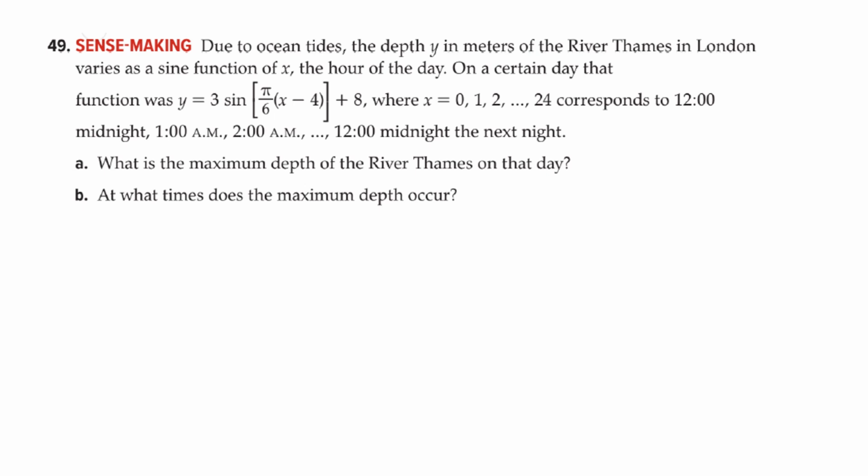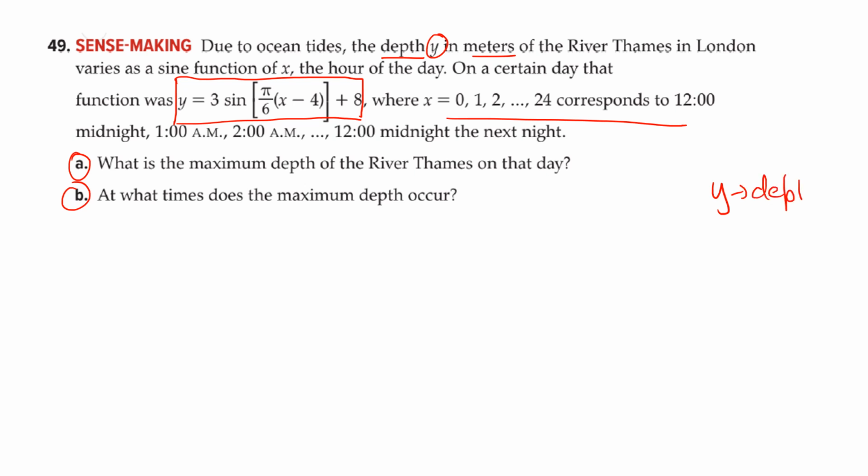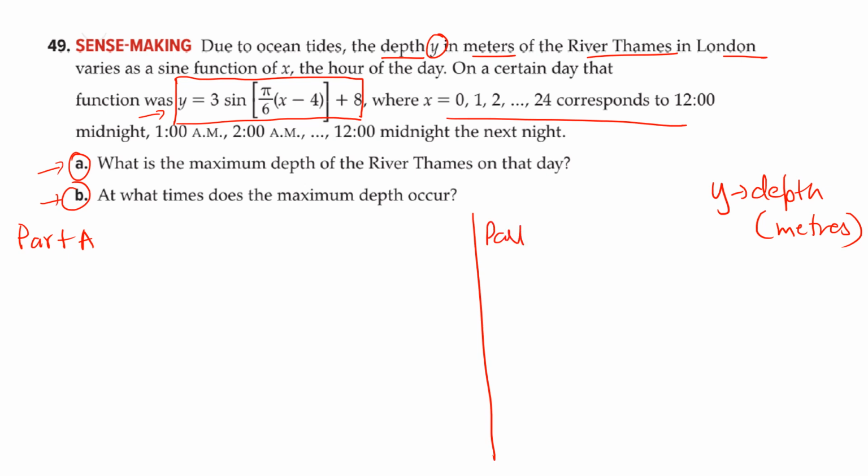Okay, now this is a very important trigonometric word problem. If you see a trigonometric equation is given with some conditions and you need to find these two things. So let's read it together. During an ocean tide, the depth y in meters, so y variable represents the depth and the unit for measuring the depth is meters, of River Thames in London, which varies as a sine function of x. So this is the function which is given for the depth. X is these values. On a certain day the function was this, midnight, so on, and you have to find the two things. Part A first, we will do that, and next moving on we will do part B.